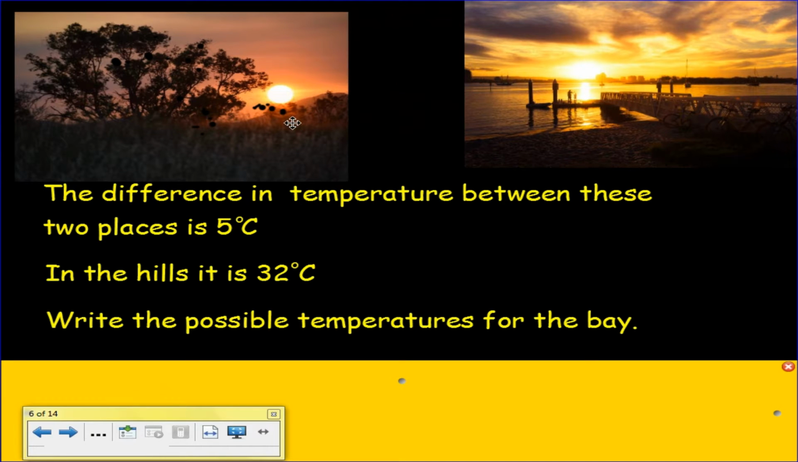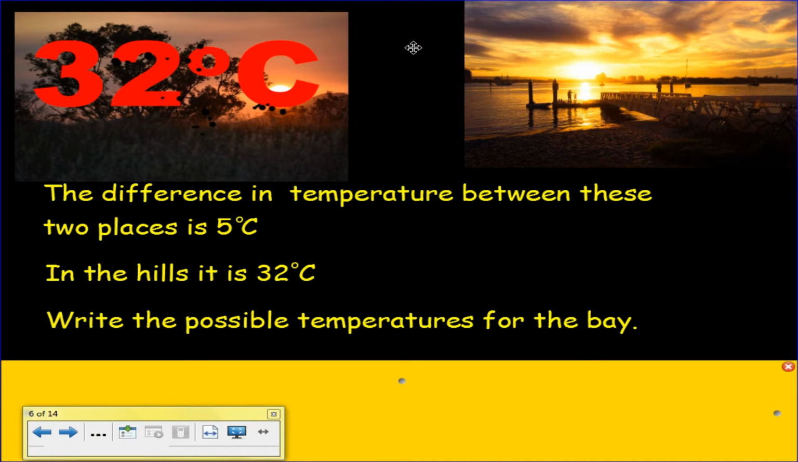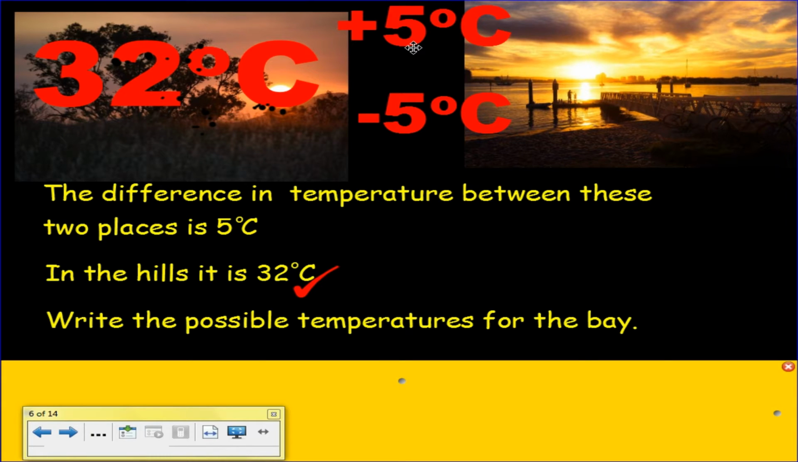Right, so let's first write down the temperature in the hills, 32 degrees Celsius. Now, when we're talking about the difference being 5 degrees Celsius, it means that it's either 5 degrees warmer or 5 degrees cooler. This means we either add 5 degrees or subtract 5 degrees. 32 plus 5 is 37. 32 minus 5 is 27, so we get the two possible temperatures for the bay, 37 degrees Celsius and 27 degrees Celsius.